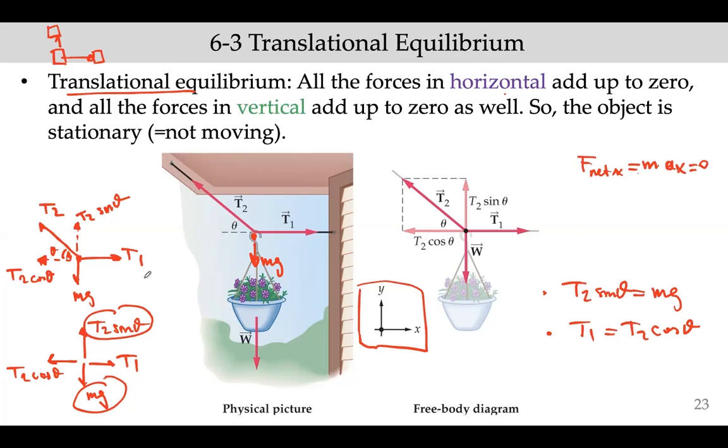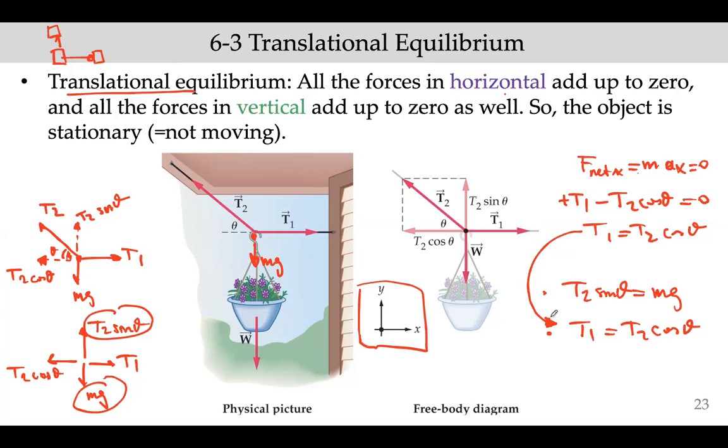So for x, I would write T1 with positive sign, and T2 cosine theta will come with negative sign, equals 0. From here, it will be T1 equals T2 cosine theta. And this is exactly the second condition.